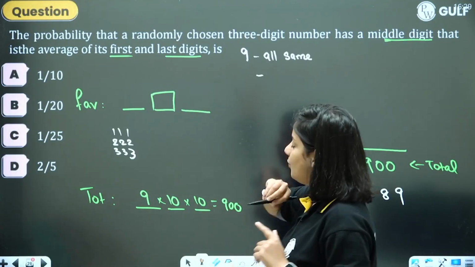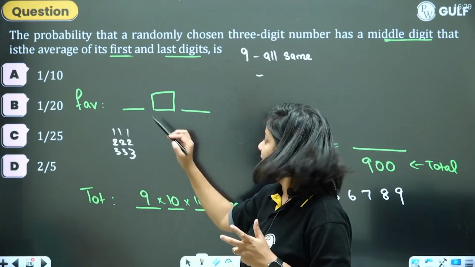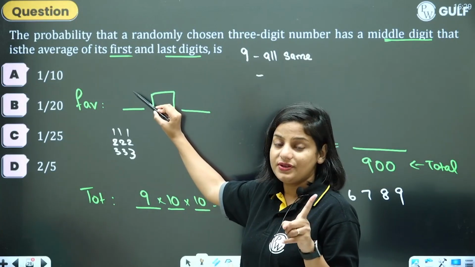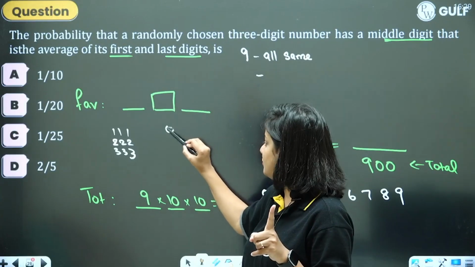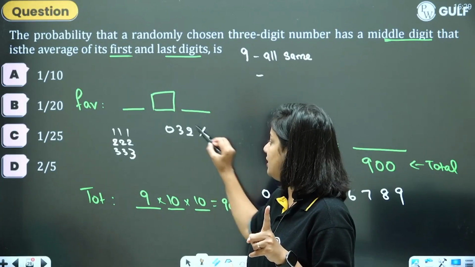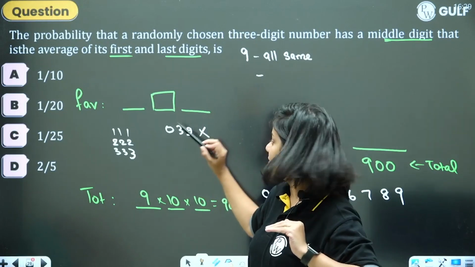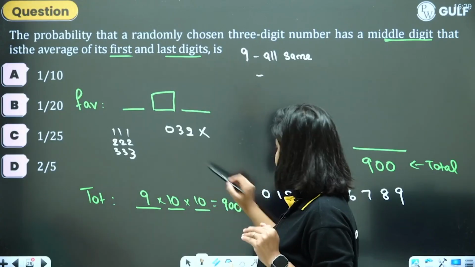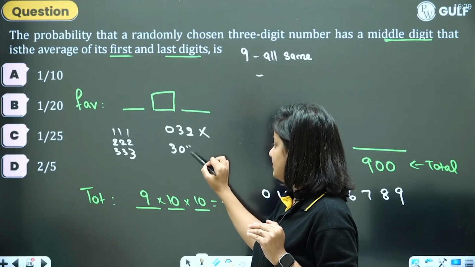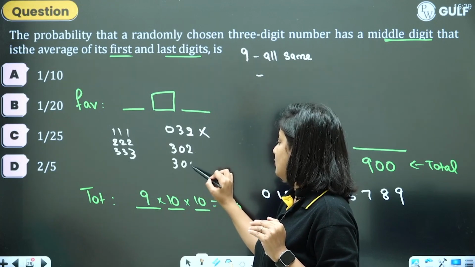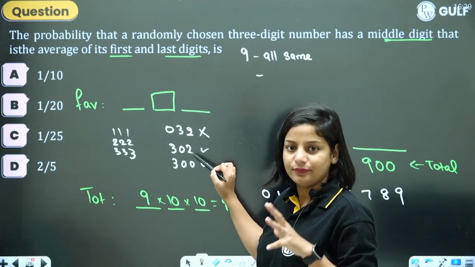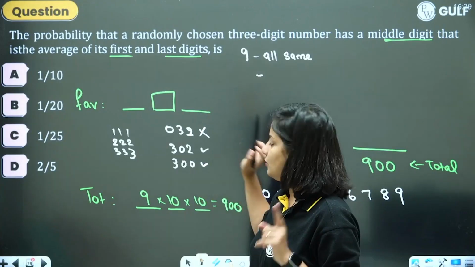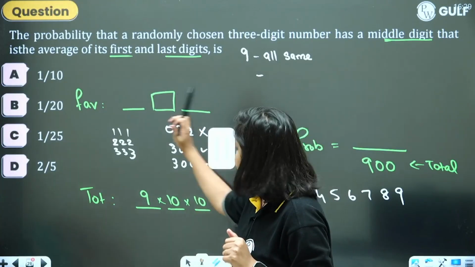Now count the cases in which the first digit can't be 0, bachcho. First digit can't be 0 because if the first digit is 0, like 0, 3, 2, it's not a 3-digit number, it becomes a 2-digit number. But can the middle digit be 0? Yes. Can the last digit be 0? Yes. These are allowed. But the first digit can't be 0. Keep that in mind.